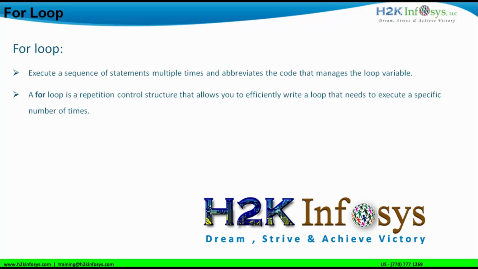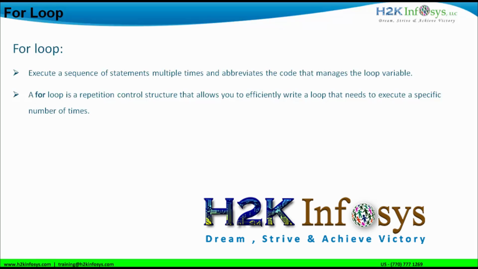It's a repetition control structure that allows us to efficiently write a loop that needs to be executed a specific number of times. As I have told you earlier, a for loop will be used under the circumstances that we know the number of times the looping should happen. If we are sure about this fact, then we use a for loop. Otherwise, we'll use a while loop.